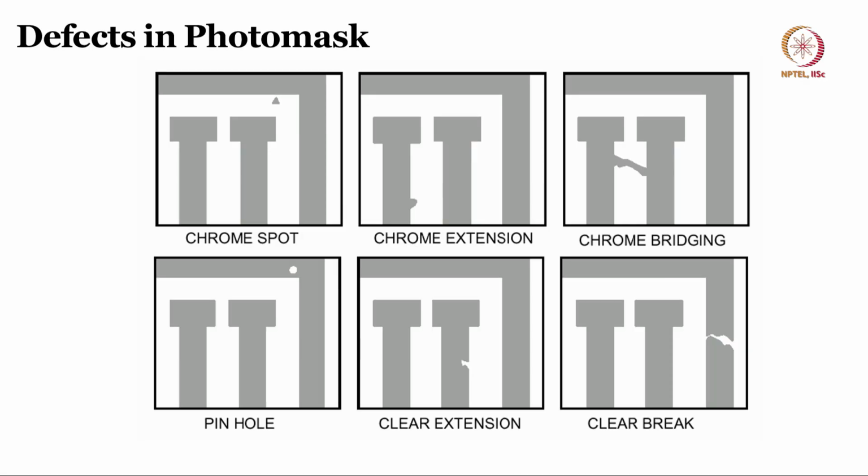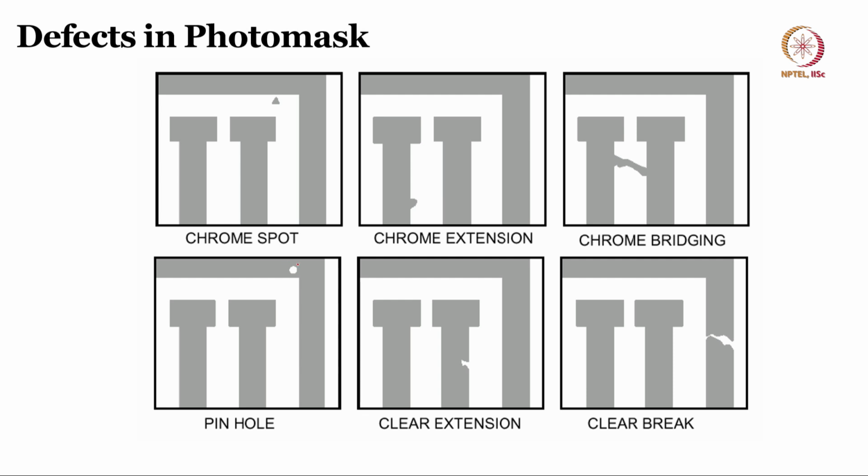Now what are the defects in a photomask? There are several kinds of defects. The first one is chrome spot, second is chrome extension, next is chrome bridging, next is clear break, next is pinhole, and next is clear extension. All these kinds of defects in a photomask cause the device performance to degrade.